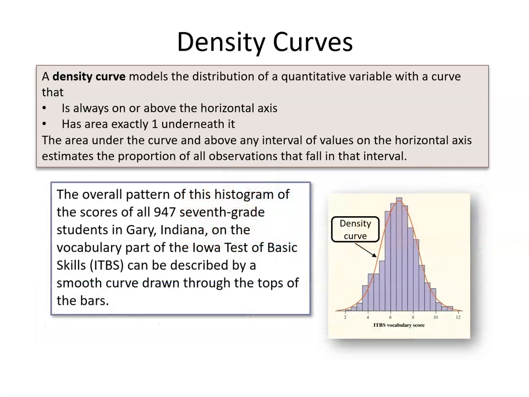So in this histogram, we can see the overall pattern of scores of 974 7th graders for a particular test. Now, the curve doesn't exactly fit it. You'll notice some parts are under it, some parts are over it, but this is a very good estimate of the overall pattern. So this is called the density curve.